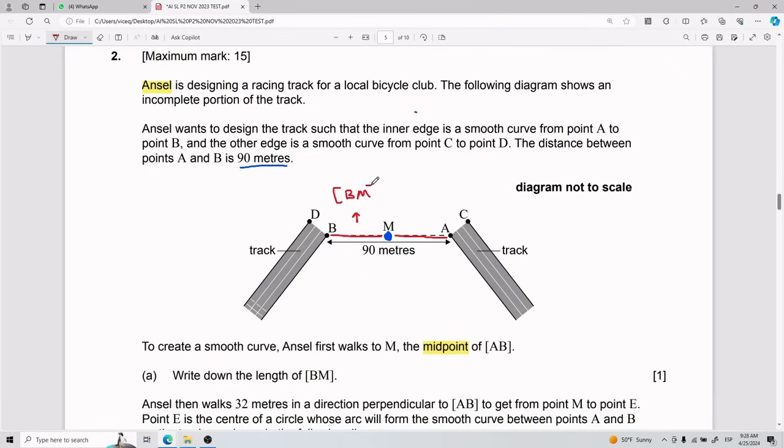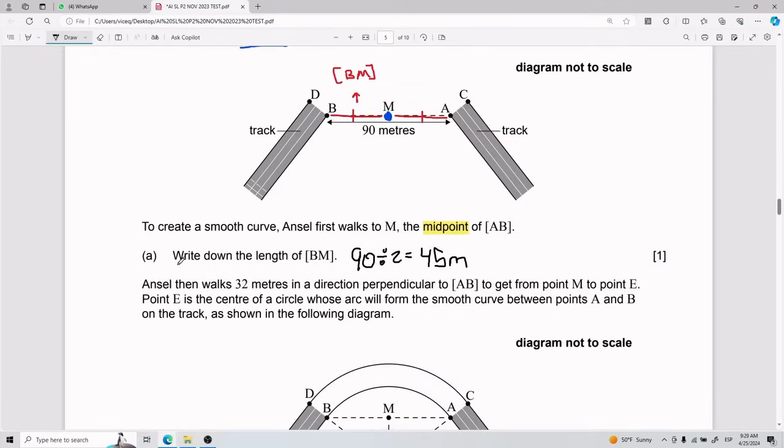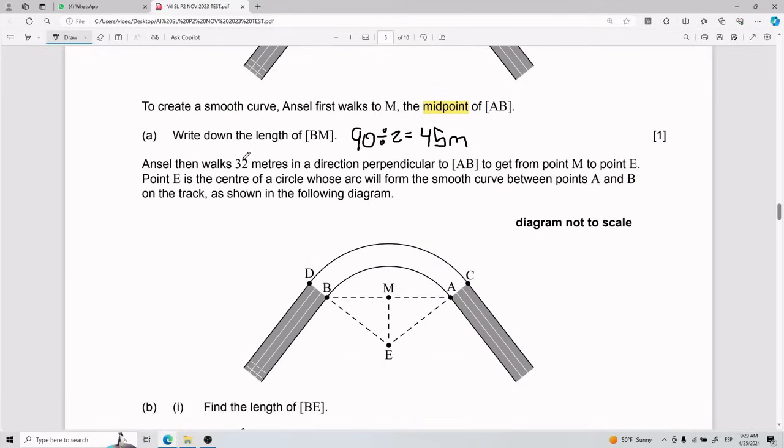And so, okay, if you have two red lines that are worth the same distance, and the whole thing is 90, that means for finding BM, you just need to do 90 divided by 2, which gives you 45. Don't forget your units, 45 meters. So that's some pretty standard stuff. You just need to understand what they mean by midpoint. That is part A.